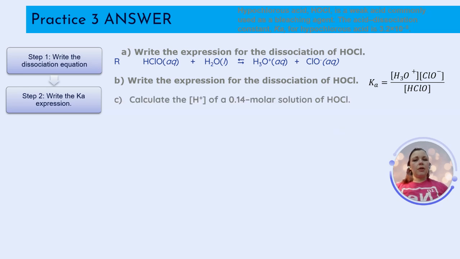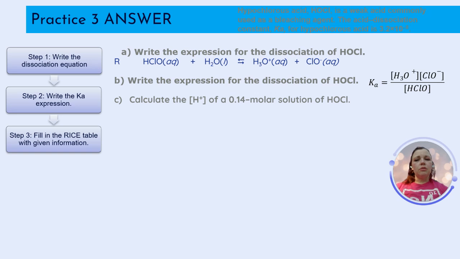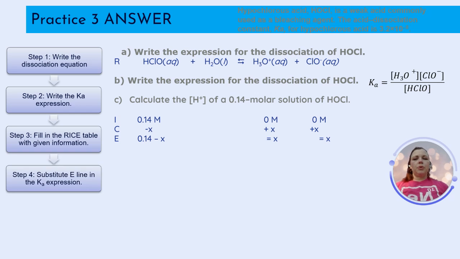To calculate the concentration of H plus, the next thing we do is fill in the ICE table with the given information. We know that we're starting with 0.14 molar for HOCl, and before it dissociates, we have 0 molar of our products. So we're going to have a minus X, plus X, plus X situation, and that will give us these equilibrium values. Now we're going to substitute for the E line in the Ka expression.